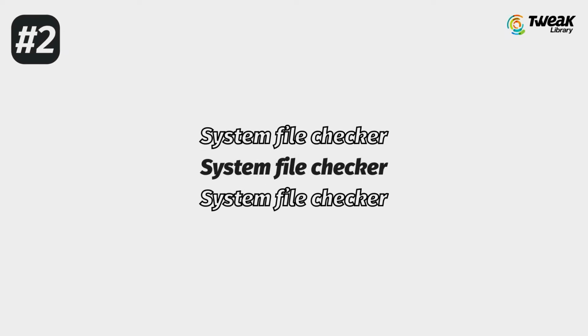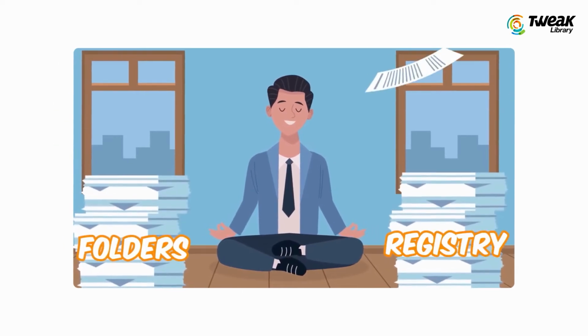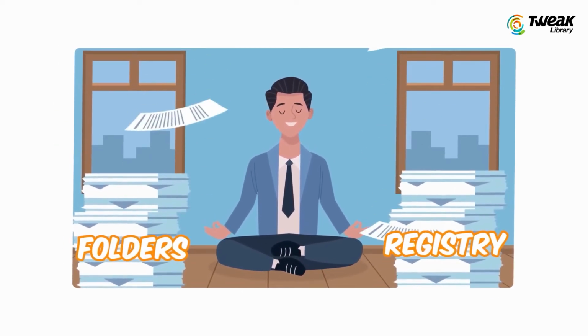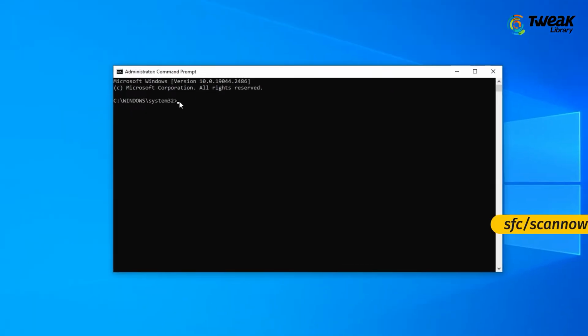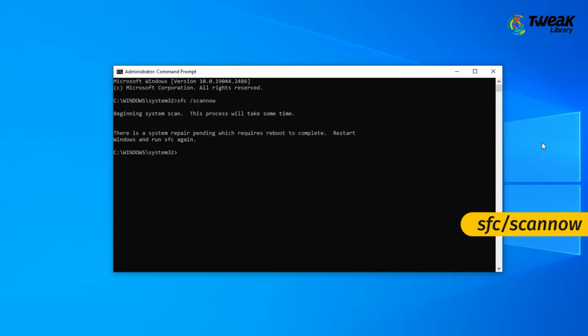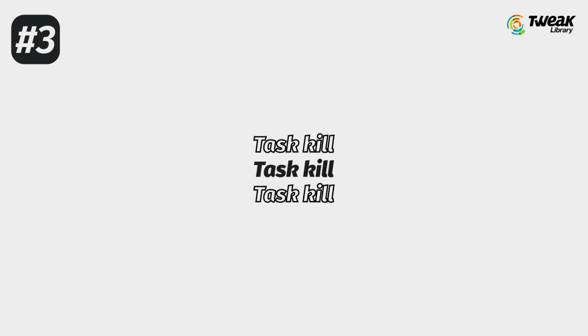Number 2, System File Checker. System File Checker is an automatic scan and repair tool that focuses on Windows system files. Run the command prompt with administrator privileges and enter the command sfc /scannow. If SFC finds any corrupt or missing files, it will automatically replace them using cached copies kept for Windows for this purpose alone. Next is Task Kill.